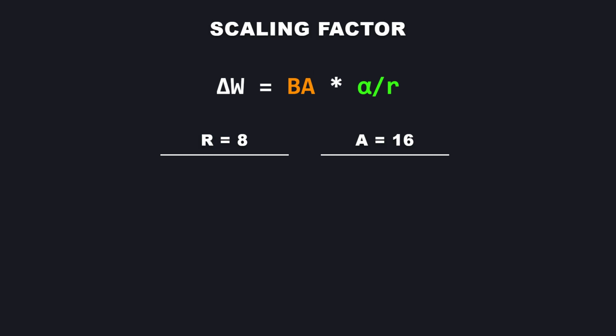We scale the output of B times A by a factor alpha divided by R. This scaling prevents the low-rank update from dominating W.